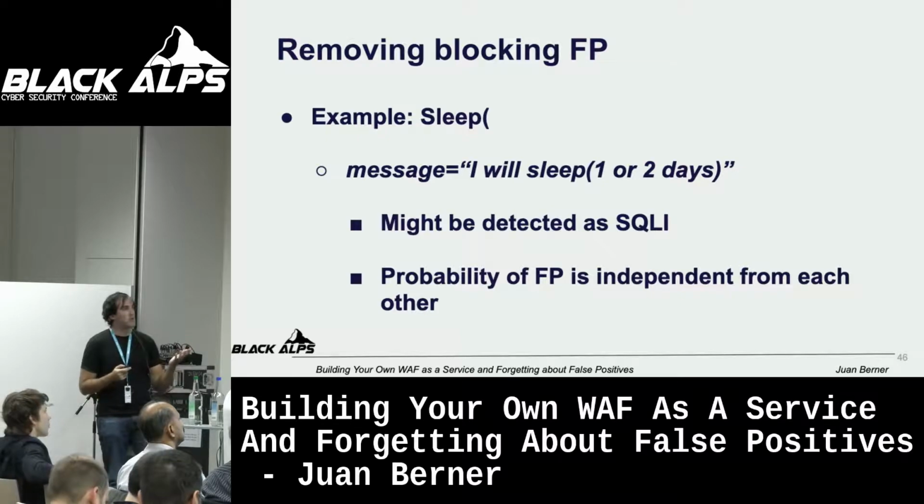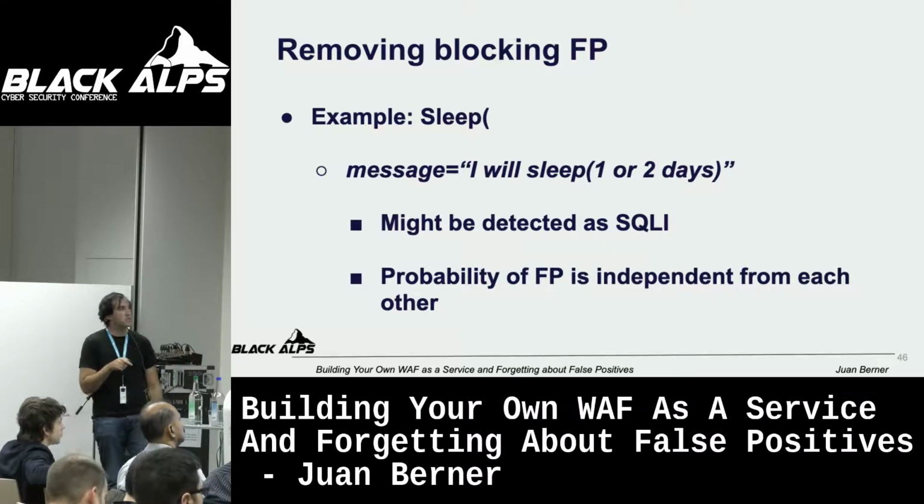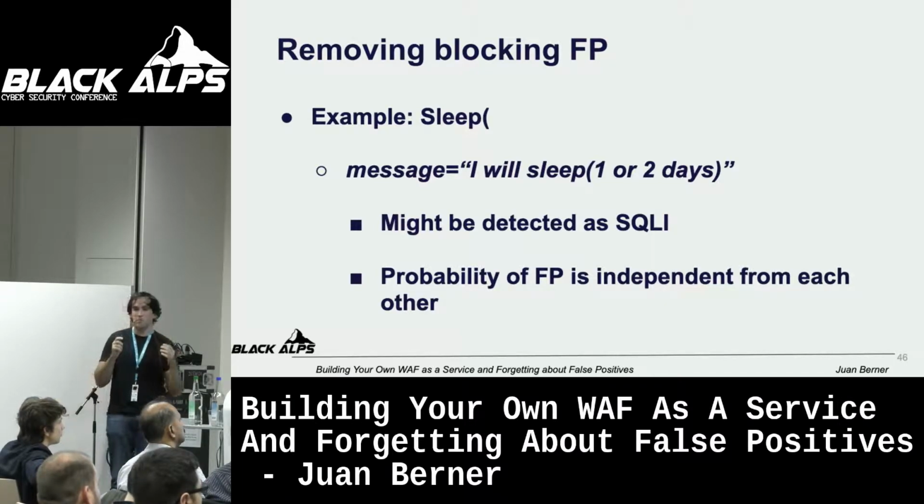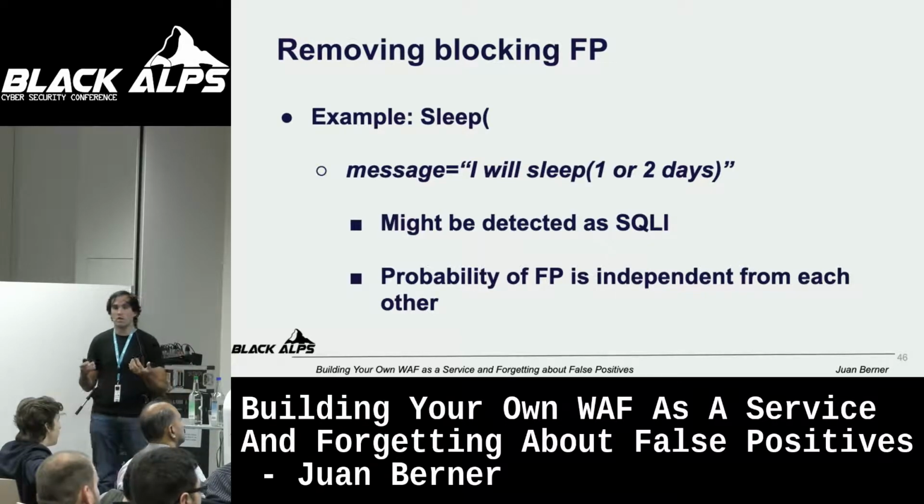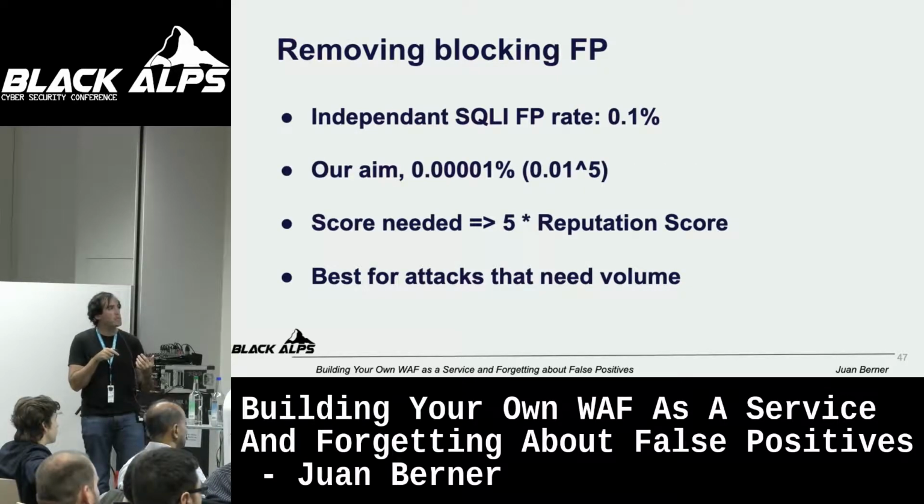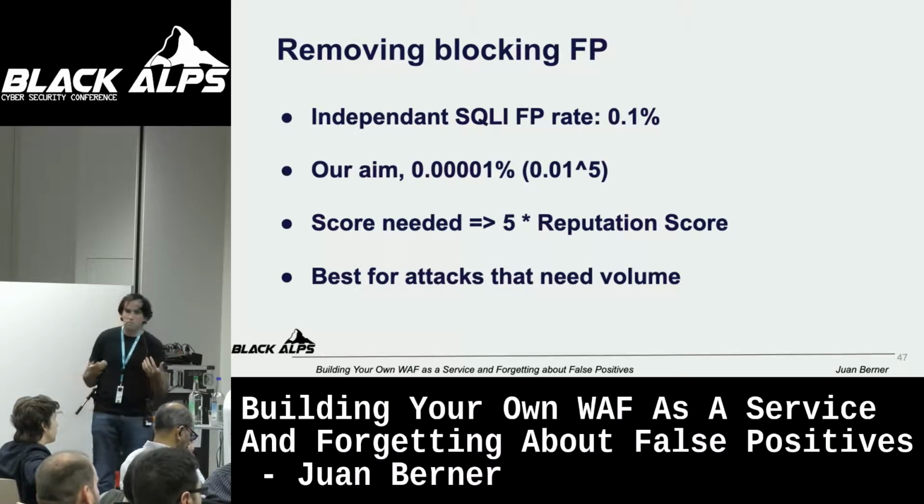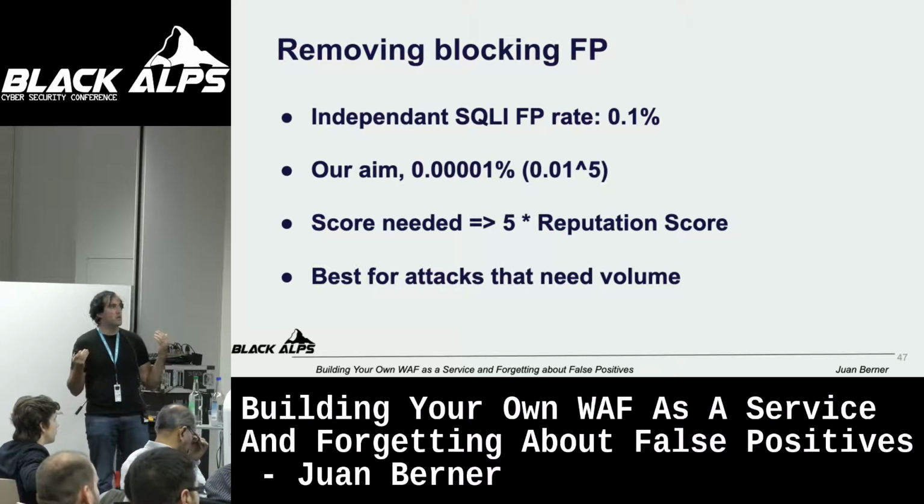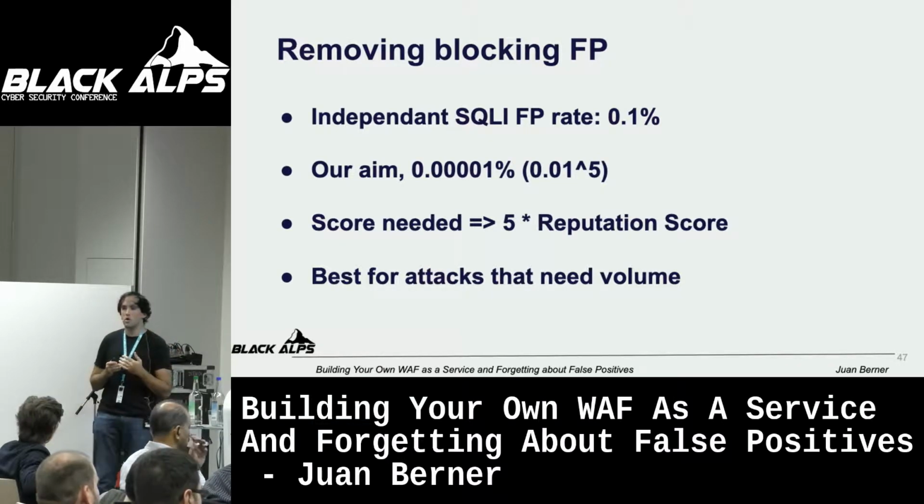And this is an example of what I mean by that. So let's say that we have on the chat endpoint a message that says, I will sleep for 1 or 2 days. If you have a regex, which is actually looking for sleep, it's going to think this is an attack. Now, SQL injections, in particular blind SQL injections, need a lot of requests to be able to actually find a vulnerability. So if you look at the probability, and we say we have a very bad rule, so 1 out of 1,000 requests is going to be incorrectly considered a false positive.